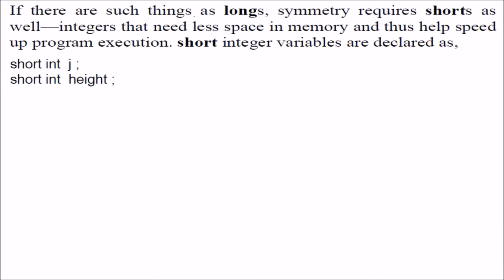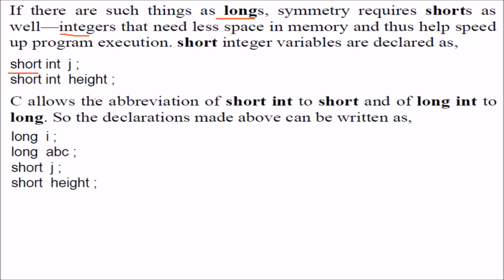Since there are things like longs, you should also have something which requires less space in memory than what is normally required. That is short. This is just to speed up your execution time. So how to declare a short integer? Just put short in front of int. And one more thing, short int and short are similar. Even if you write short int or short, they are equivalent.